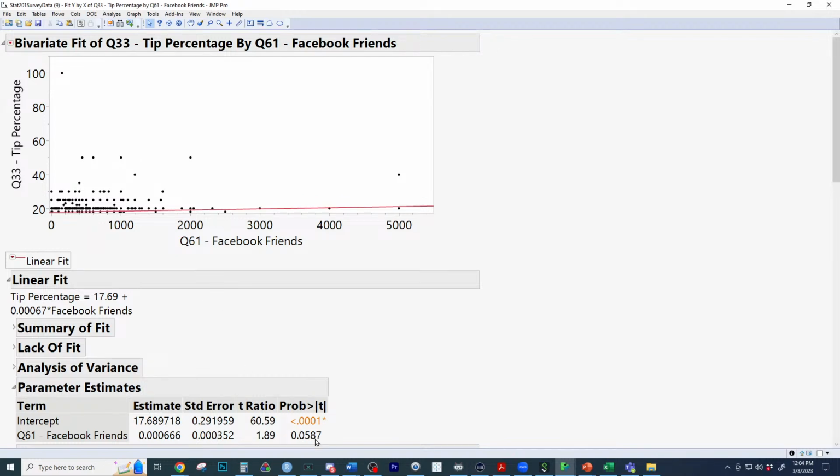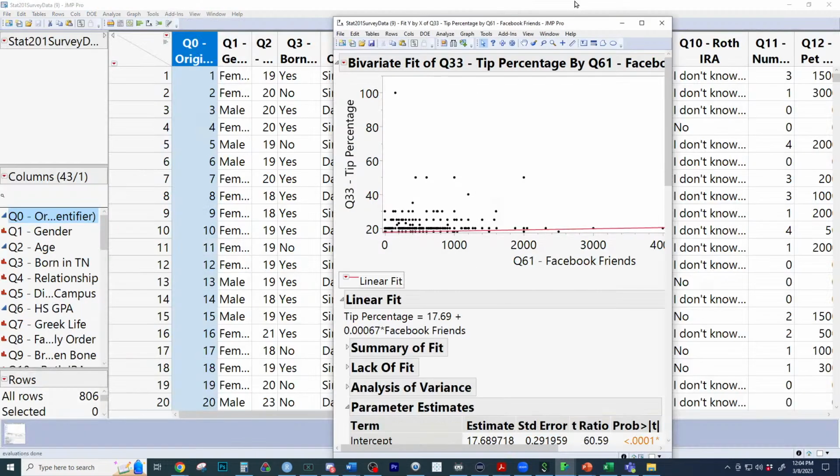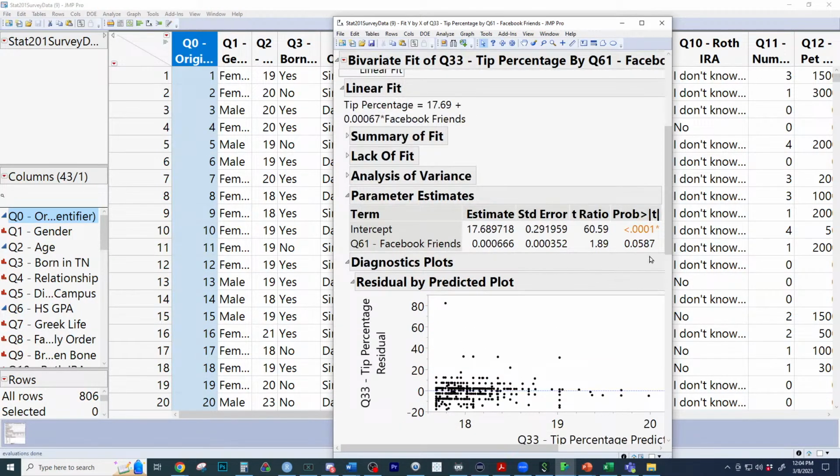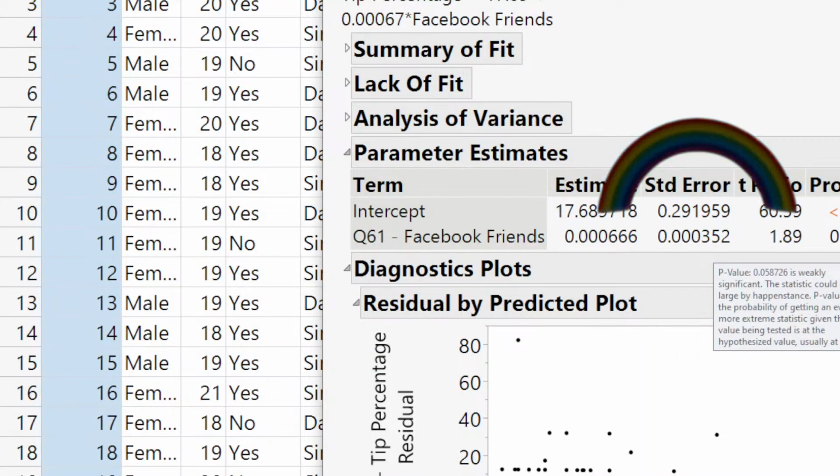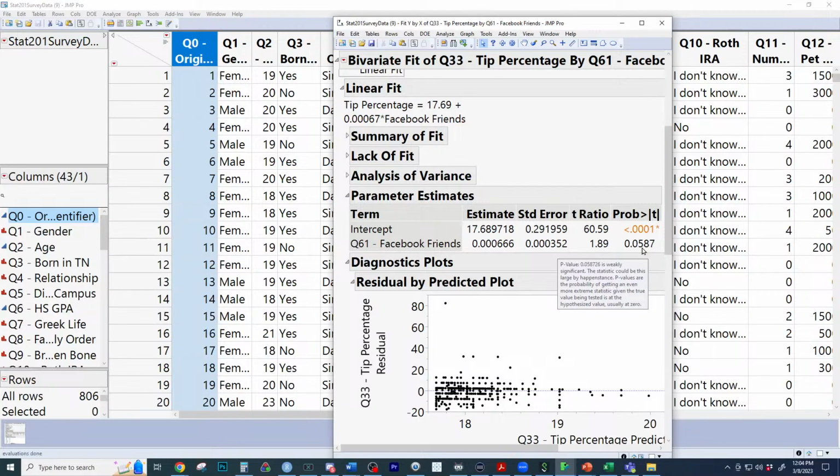But very importantly, what about the differences here? You might have to really zoom in on that. That's the p-value of the slope. I don't like that it says weakly significant. The differences there are actually not statistically significant.